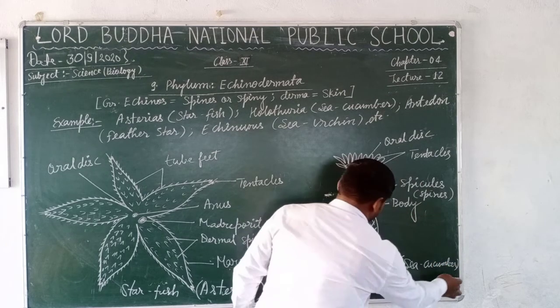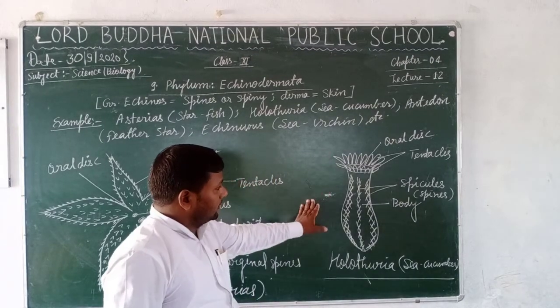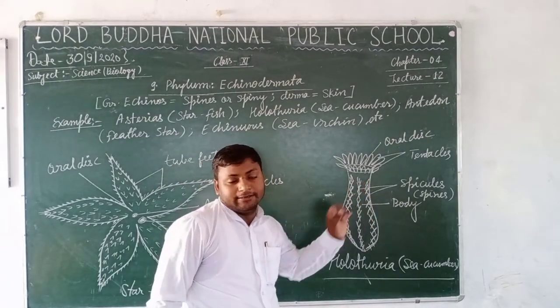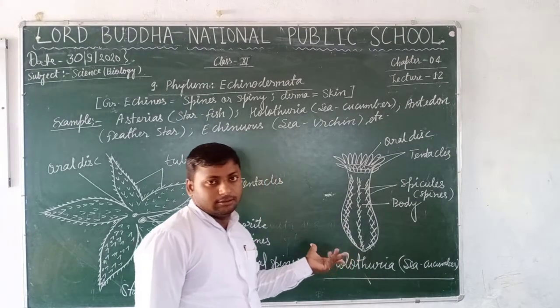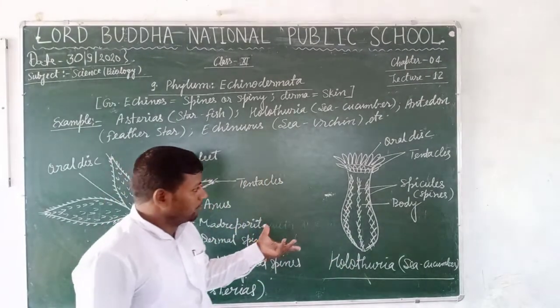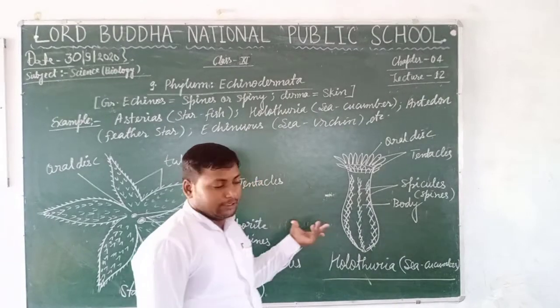And students, you observe the member's body is cylindrical type. Yes, students, this is the cylindrical representative member of the phylum Echinodermata.